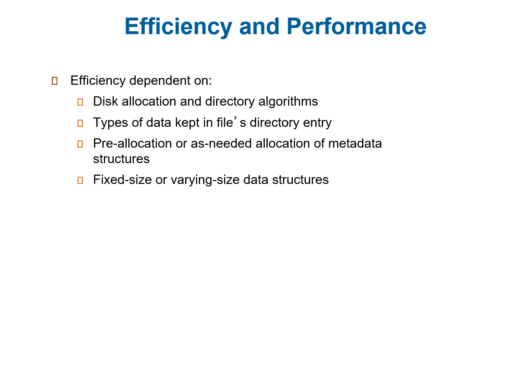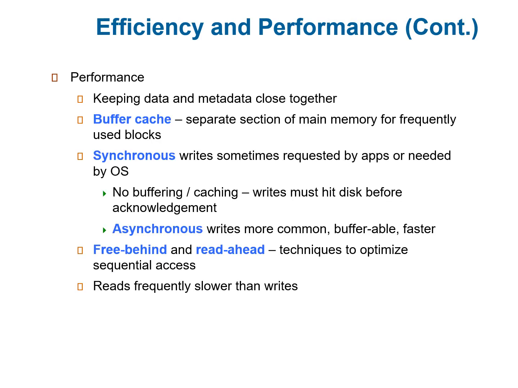So, efficiency and performance. Efficiency completely depends on the disk allocation and the directory algorithms. And we have the types of data kept in the file's directory entry. What type of data is also used to identify. For example, if you are storing text data, it will be retrieved very fast. But if you are storing image files or video files, then it will automatically take more time. And pre-allocation or as-needed allocation of metadata structures. Fixed-size or varying-size data structures are also used.